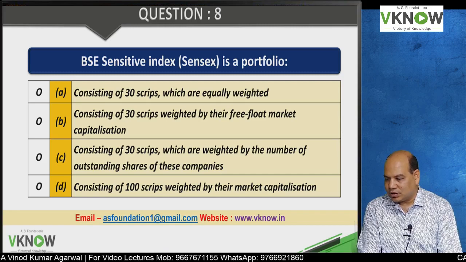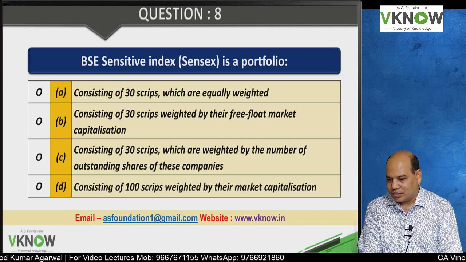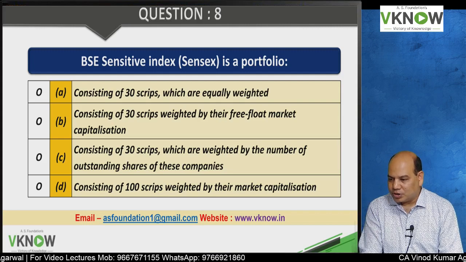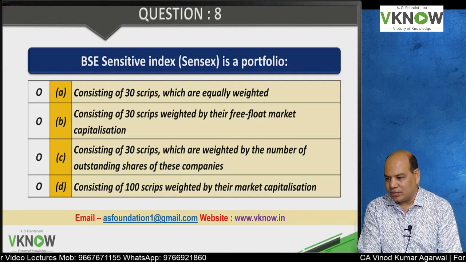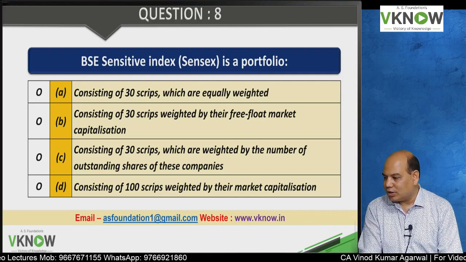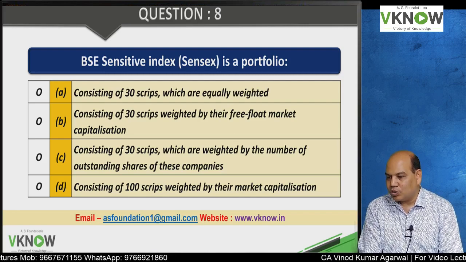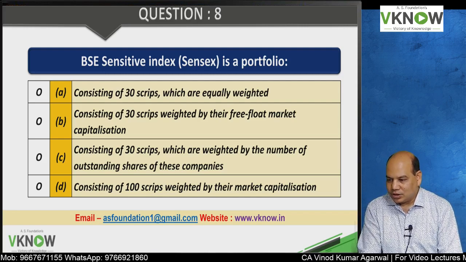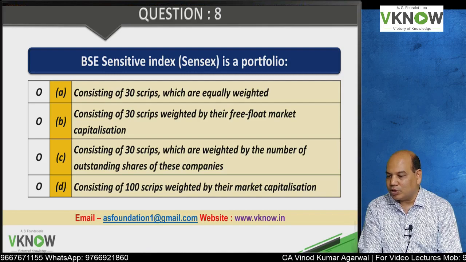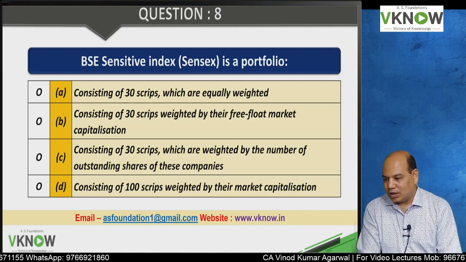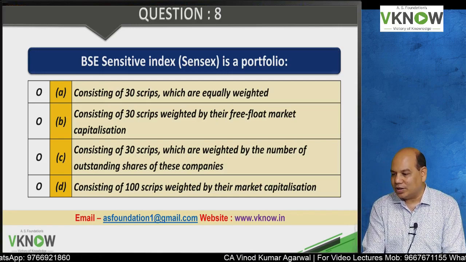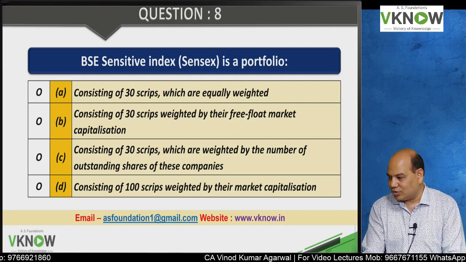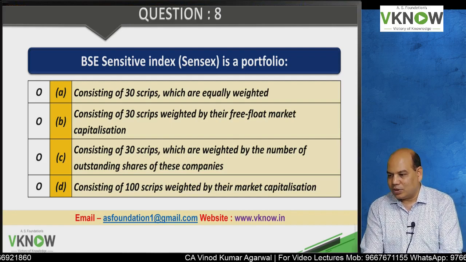BSE sensitive index, which is called Sensex, is a portfolio, option A, consisting of 30 scripts equally weighted, B, 30 scripts weighted by their free float market capitalization, C, 30 scripts weighted by the number of outstanding shares of the company, and D, consisting of 100 scripts weighted by their market capitalization. So many students have replied option B.